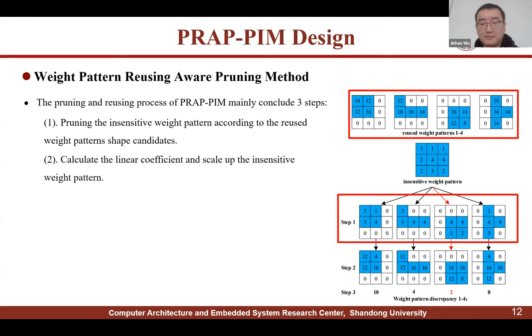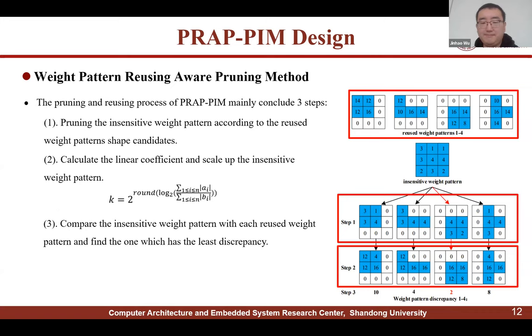We use the following equation to calculate the linear coefficient k, where a_i indicates the weight in the reused weight patterns, b_i indicates the weight in the insensitive weight pattern, and n is the remaining weight number in each weight pattern. In the third step, we compare the insensitive weight pattern with each reused weight pattern and find the one which has the least discrepancy.